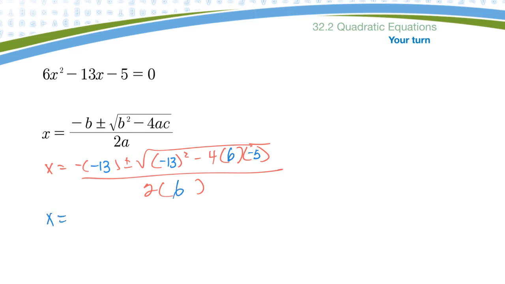It's always a good idea to check those. I actually went through the whole thing and put in the wrong value for a, and that messed me up. Anyway, I had to go back and redo it. So be careful that you're matching all those up. Okay, so minus negative 13 would be positive 13, plus or minus square root. Negative 13 squared is a positive 169. Negative 4 times 6 times negative 5, I think, is positive 120. All over 2 times 6 is 12.